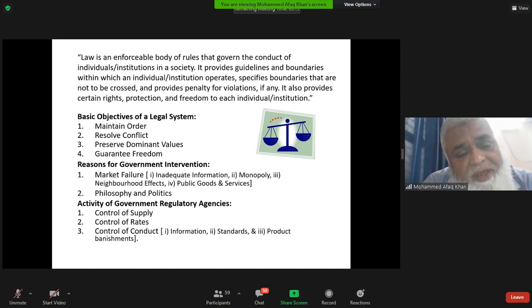And then we have the control of rates. That means the prices of the goods or the services. These regulatory agencies, whether it's IRDA or other regulators, control the prices of the goods. For example, the Drug Prices Control Order determines the prices of essential pharmaceutical products.